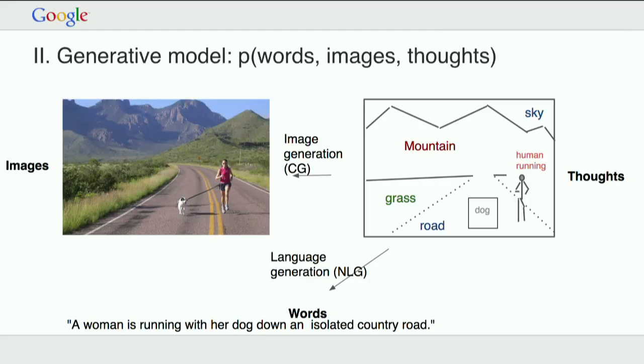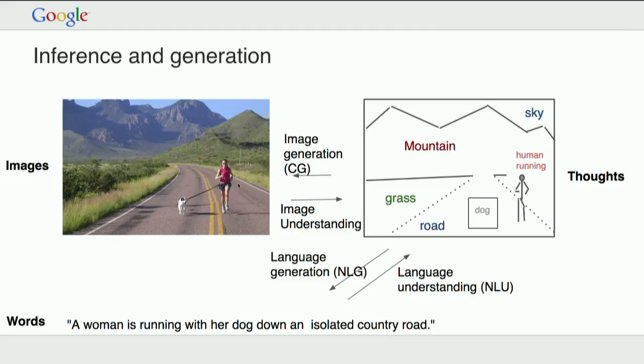It's a joint probability model, which means that we can generate images from some latent representation of the world, which I'm grandiosely calling thoughts, and we can generate text from the same model. And of course, since it's a joint model, we can do anything, right? We can condition on an image, infer the latent state and generate language, like we did in part one, or we can go the opposite way, which is really fun. We can condition on language, infer the meaning, and then generate images.